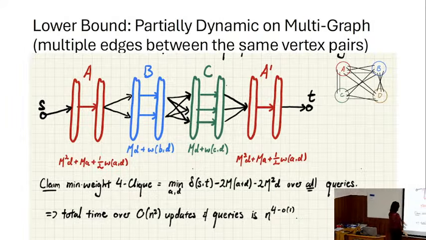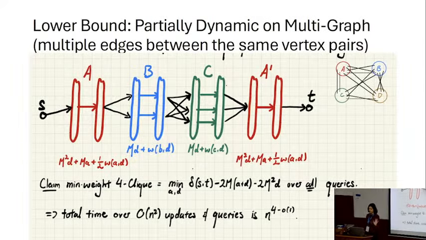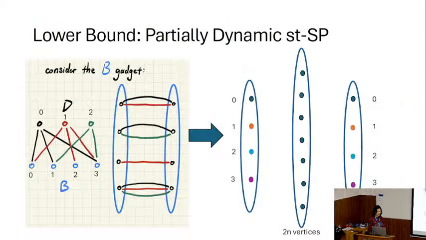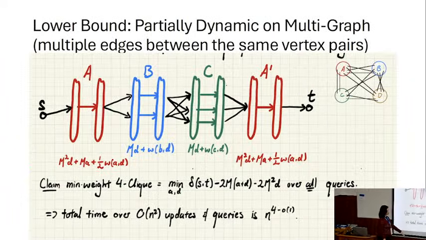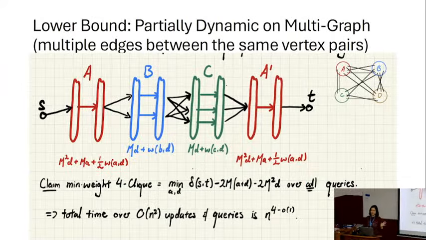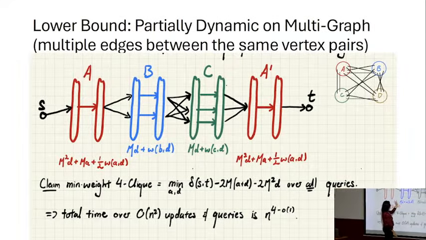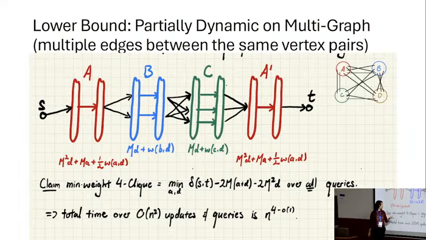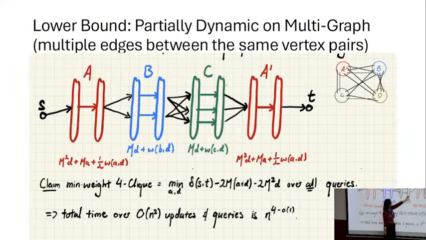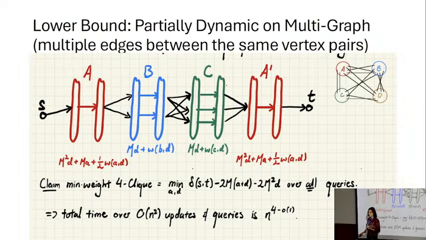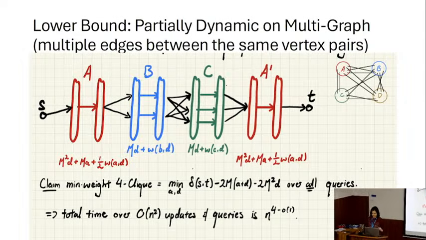Okay, so this is just the total time over n square updates and queries is n to the 4, again because you are finding the minimum weight clique over here. So your amortized time over the n squared updates is n squared. And another thing to be noted here, I'm showing you the lower bounds for dense graphs, n squared updates, n to the 4 total work time. But all these constructions work for any density, because the number of edges that you have here, and all the additional edges that we have added, is really order of n. So this construction actually works for any density.